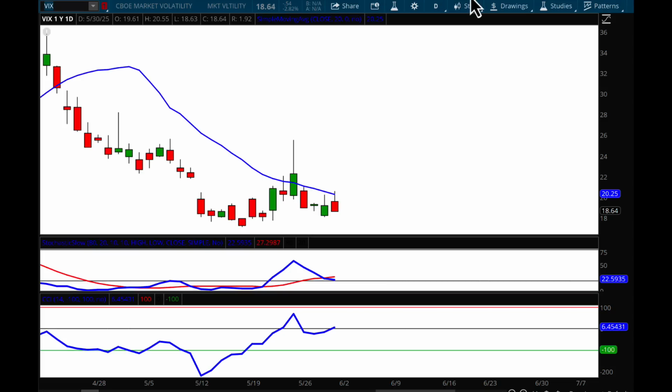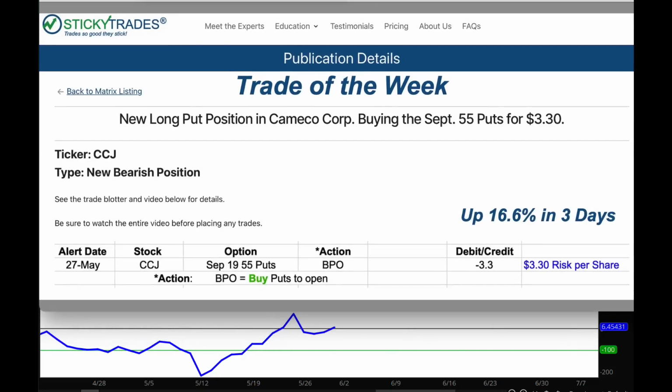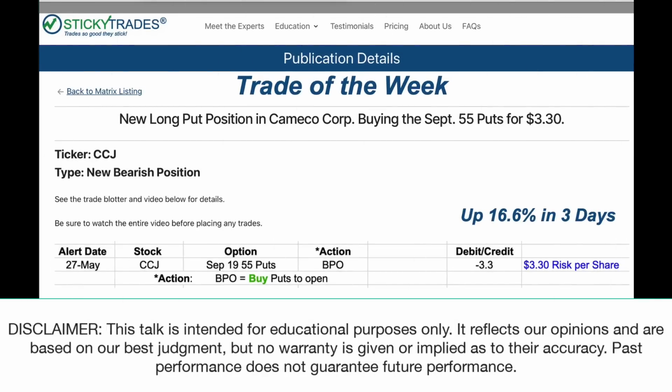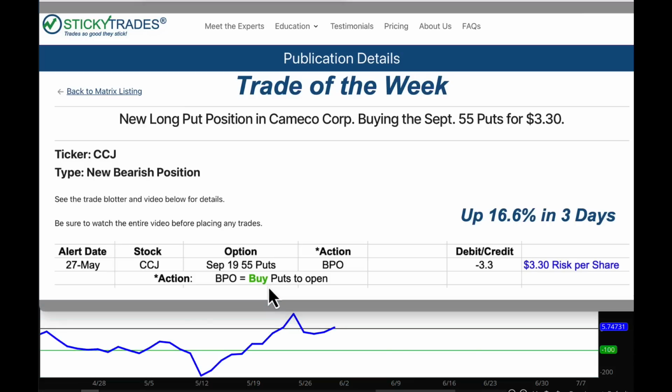All right, let's talk a little bit about the trade of the week. What do we have here? Well, this is what I said. We bought puts on May 27th, and we bought the September 55 puts. Now, if you're not an option trader, don't worry. Understand that puts go up in value when the underlying price of the stock goes down. So they're inversely related. So we bought these puts for $3.30.